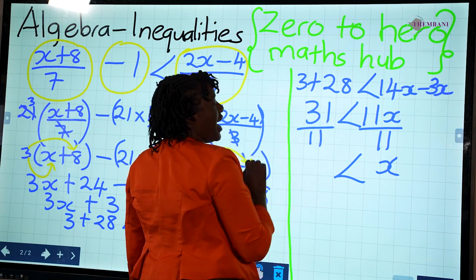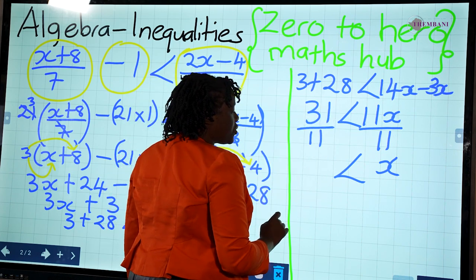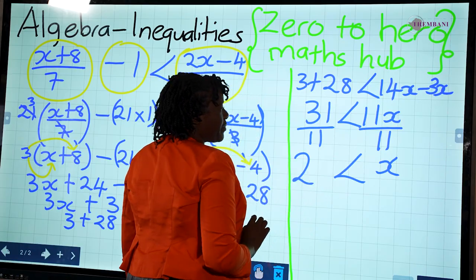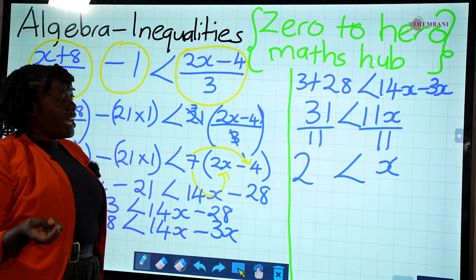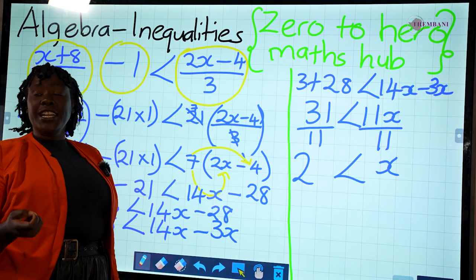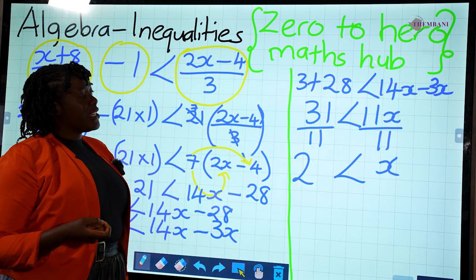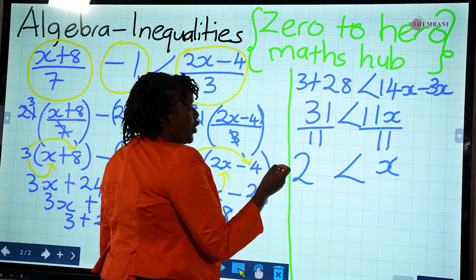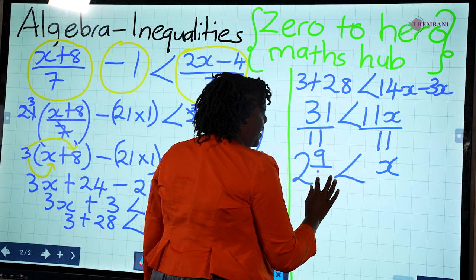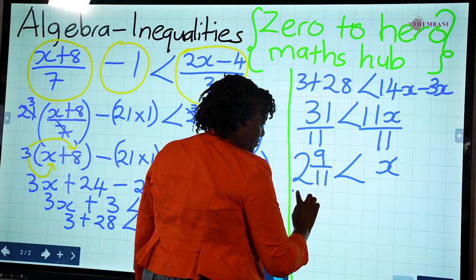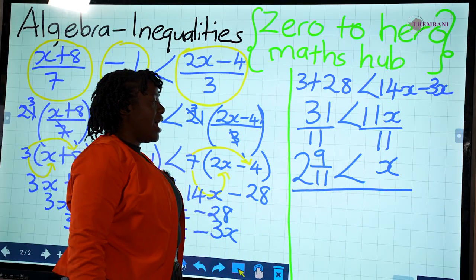Then on this side, we are going to say 11 into 31. 11 into 31 is going to be 2. By 2, I'm saying we get 22. Then if you say 31 minus 22, you are going to get your 9. So this becomes 9 over 11. This will be our answer.